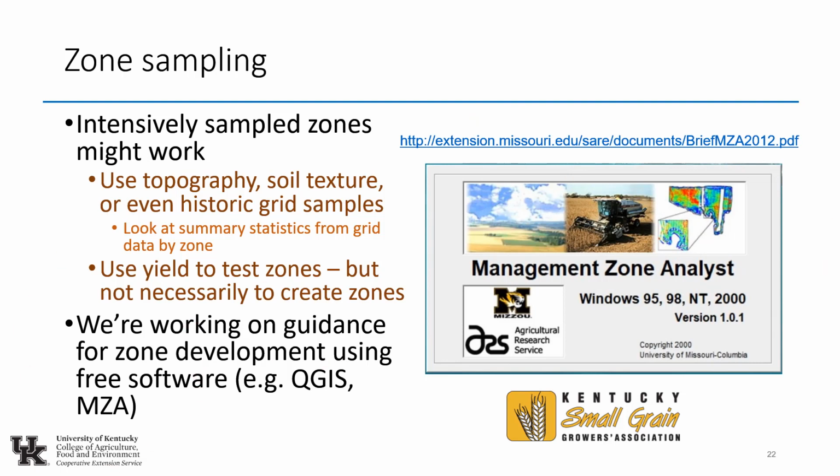We are working on some tutorial videos where we show how to use different data layers to develop zones, and then we'll show how these zones interact with average soil testing. This work is being funded by the Kentucky Small Grain Growers Association. Very appreciative of that funding. It's allowing us to go out and collect some really dense samples on a 1/10 of an acre grid so that we can evaluate zones that are developed using topography and soil texture.